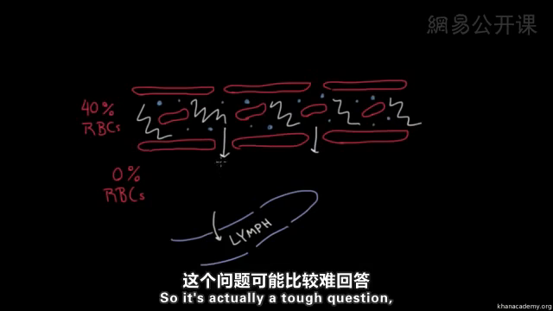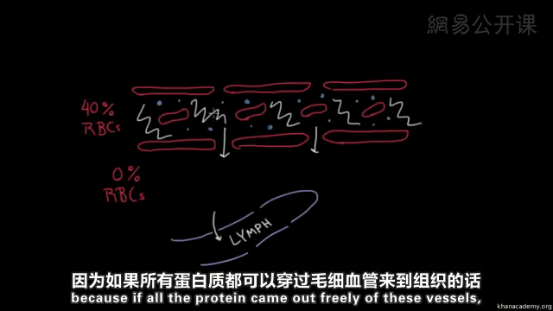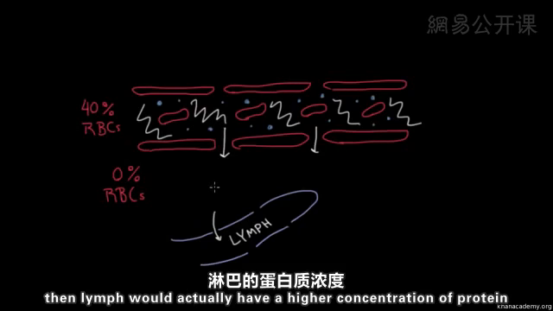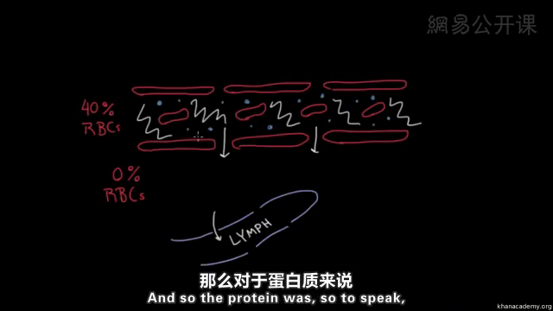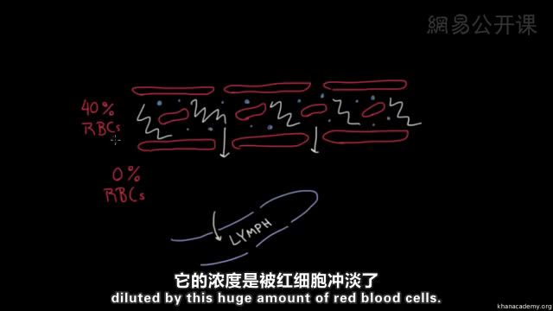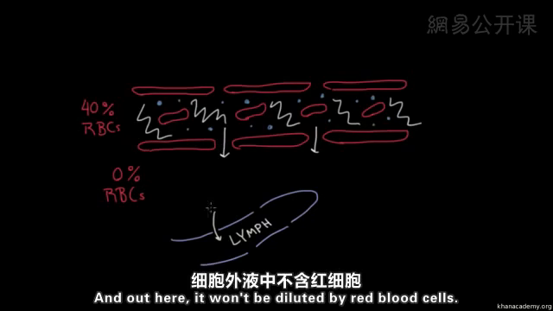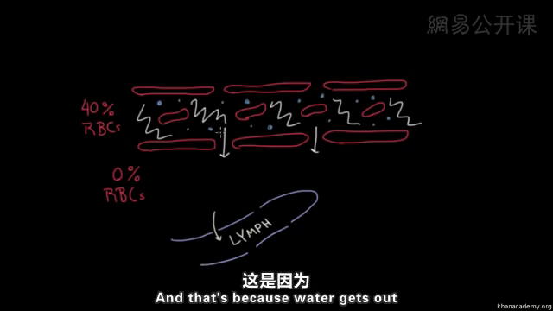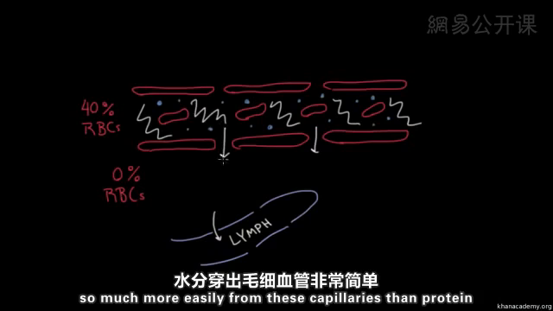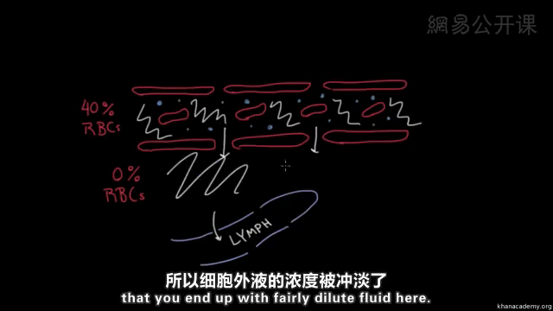So it's actually a tough question because if all the protein came out freely of these vessels, then lymph would actually have a higher concentration of protein than blood, because blood had these red blood cells that were taking up space, and so the protein was, so to speak, diluted by this huge amount of red blood cells. And out here, it won't be diluted by red blood cells. But actually, there's less protein out here in the lymph, and that's because water gets out so much more easily from these capillaries than protein that you end up with fairly dilute fluid here.